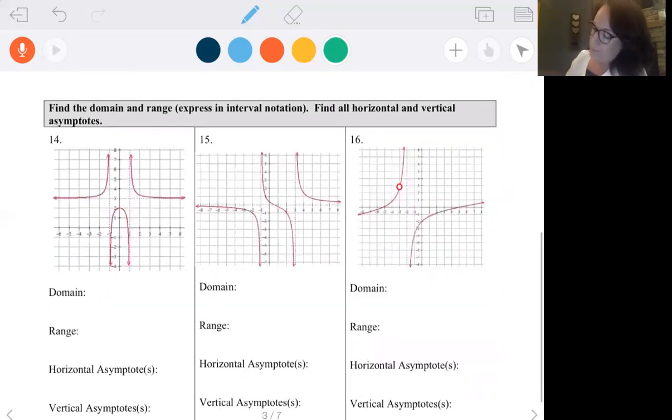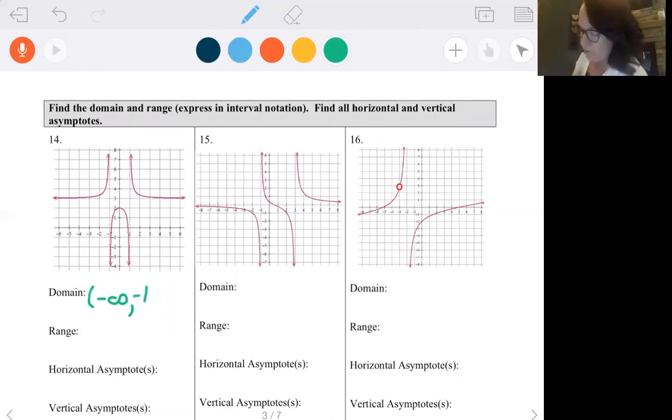So when we talk about interval notation, all right, we don't use inequalities in here for our domains and ranges. We use interval notation. So I'm going to actually go through this first one with you. The domain is what x can be. So we're going to talk about what it can't be. I'm fine from negative infinity all the way to -1.